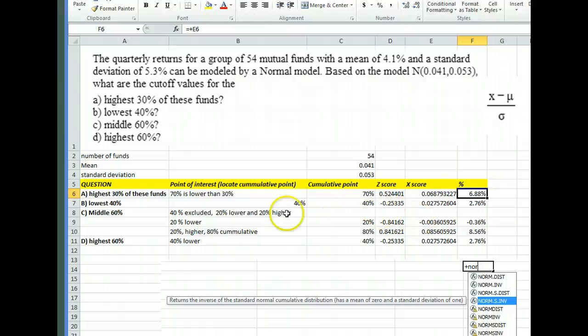So, looking at the problem now, it means that the highest 30% of the funds were cut off at 6.88% return.